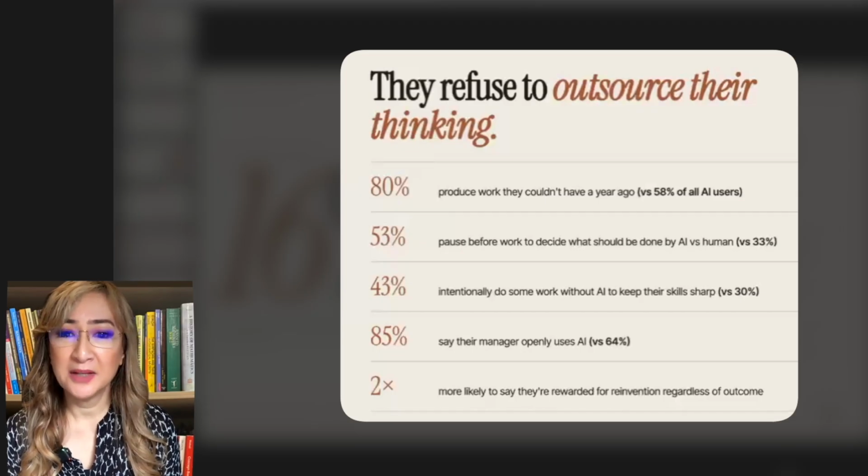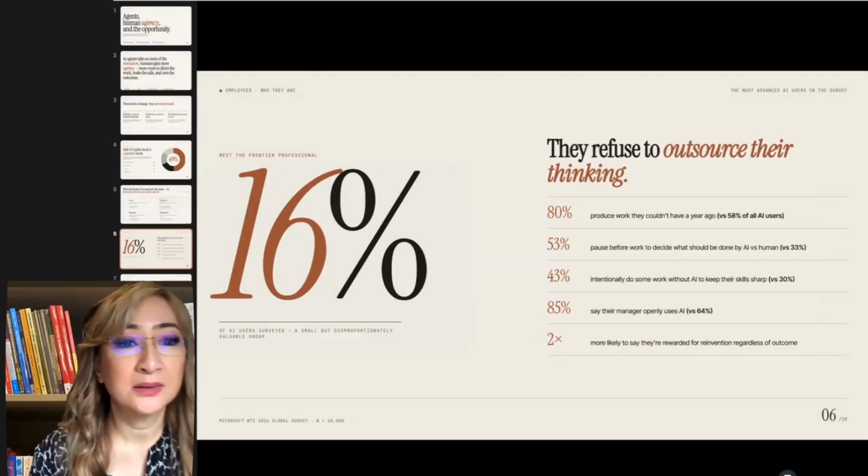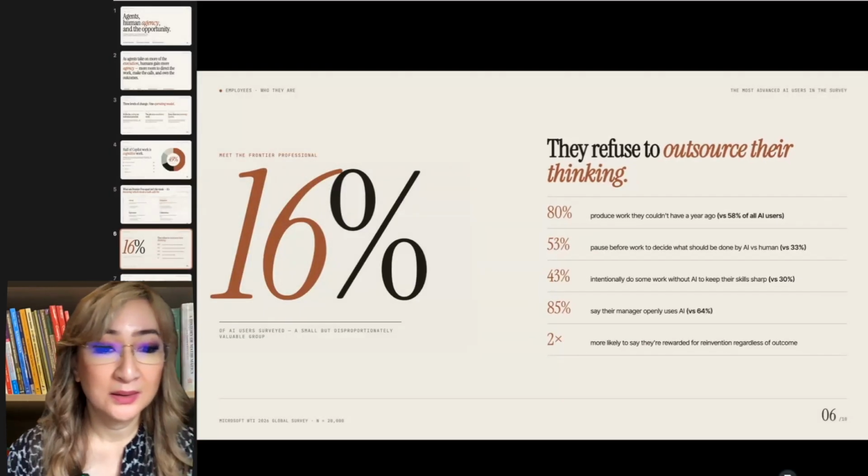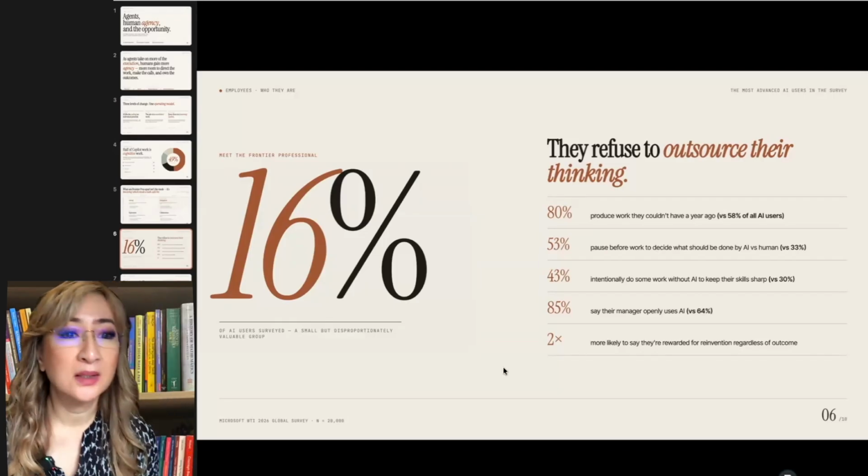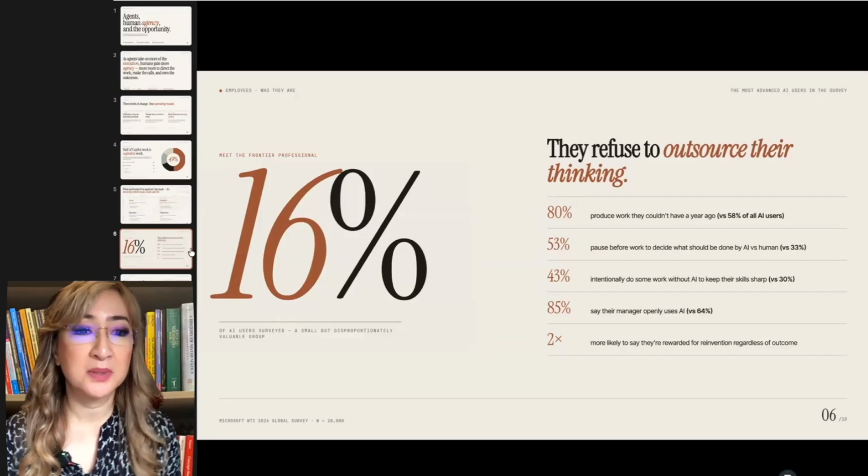It's true. I don't want that atrophy of my cognitive ability. So I actually still like to handwrite. I still like to think. I still like to brainstorm. I still like to use and rely on my own judgment and thinking. And then it says 85% say their manager openly uses it. 2 times more likely to say they're rewarded for reinvention regardless of outcome. Great. Okay. So, all right, I'm still not sure what the 16% is, to be honest.